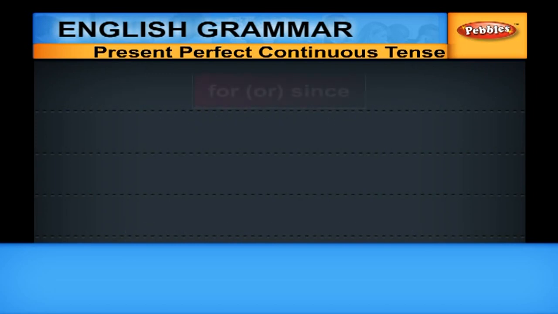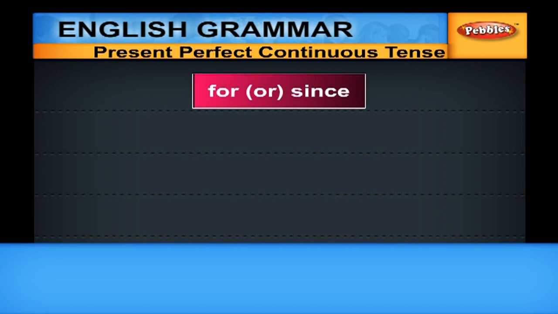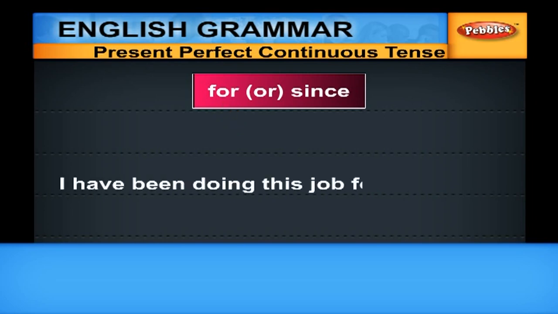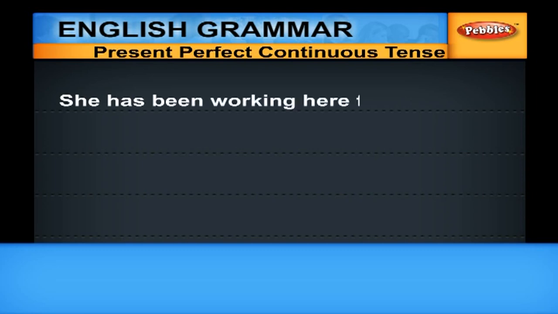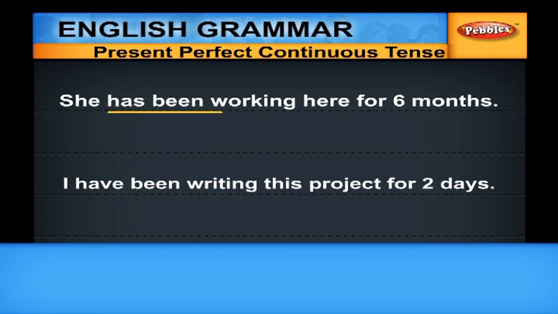When we use present perfect continuous, most of the time we use either for or since. When we talk about the duration, we use for. I have been doing this job for 3 months. Here, we are talking about the duration of the action. When you are referring to the duration of the action, we have to use for. She has been working here for 6 months. I have been writing this project for 2 days. For duration, you have to use for.